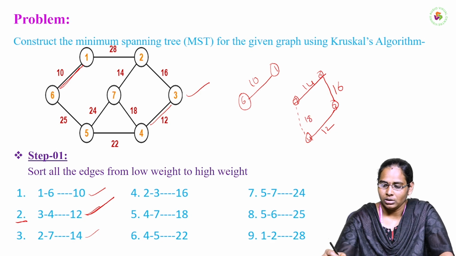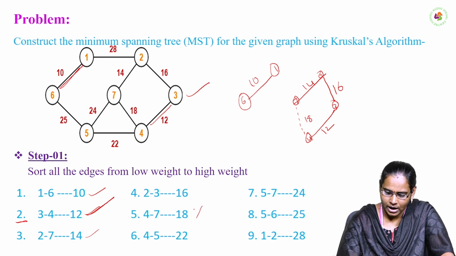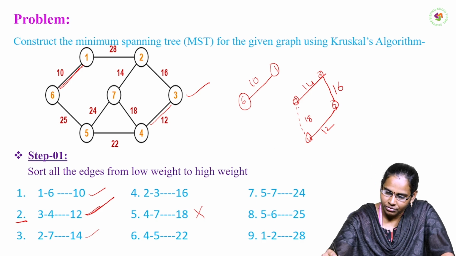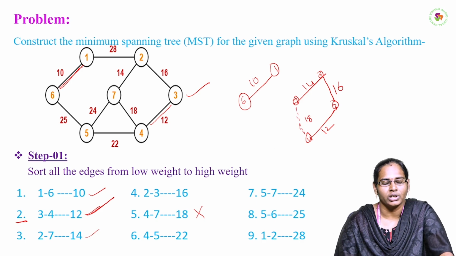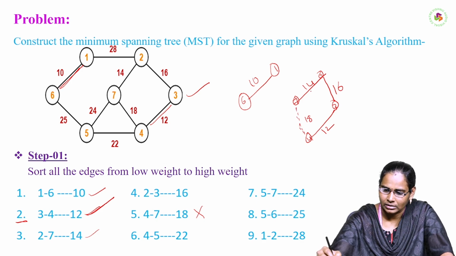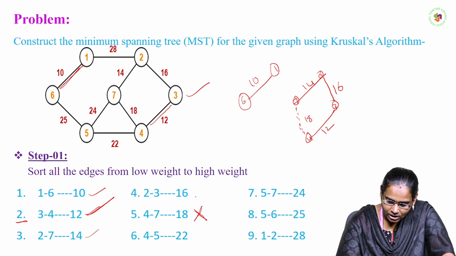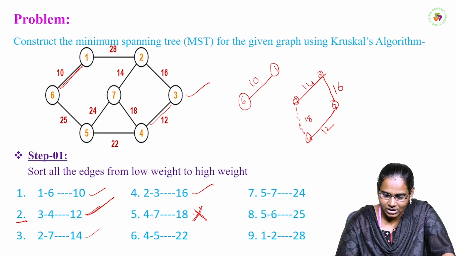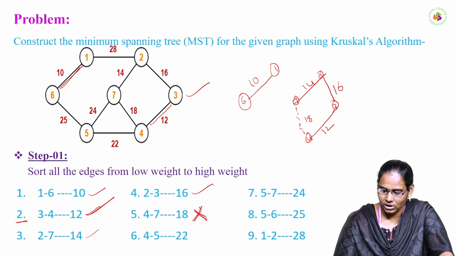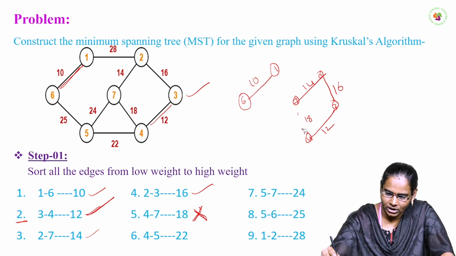But we don't consider this edge. Why? When we connect these two vertices, it forms a cycle. That's why we reject this edge.